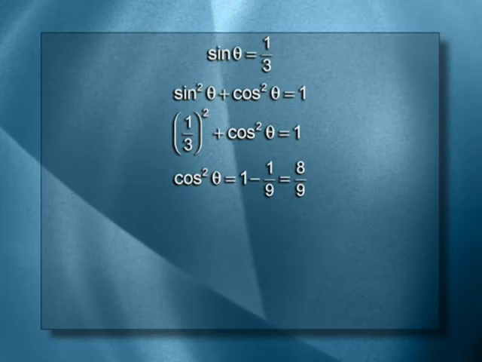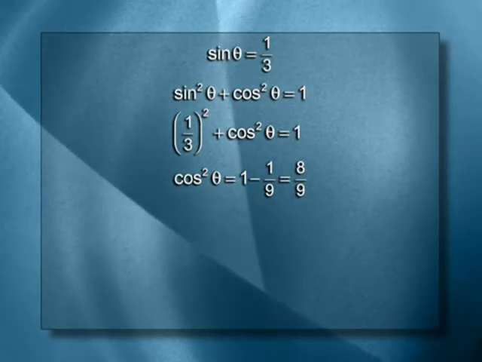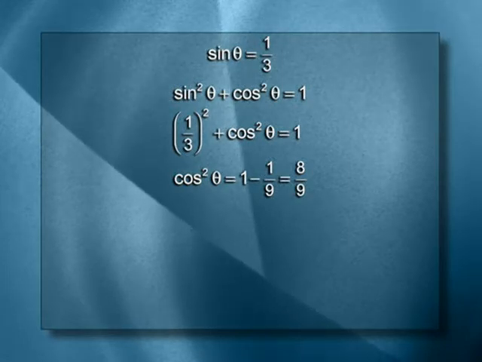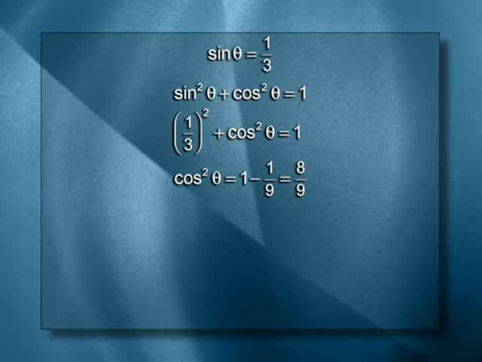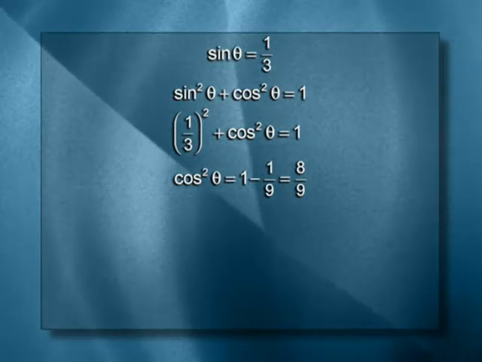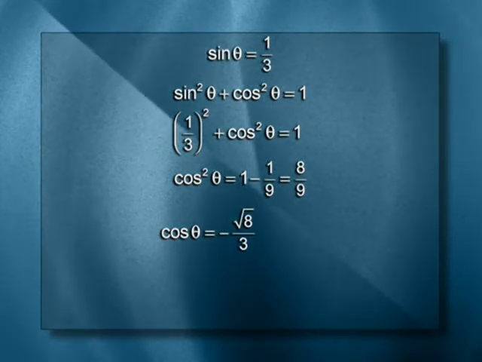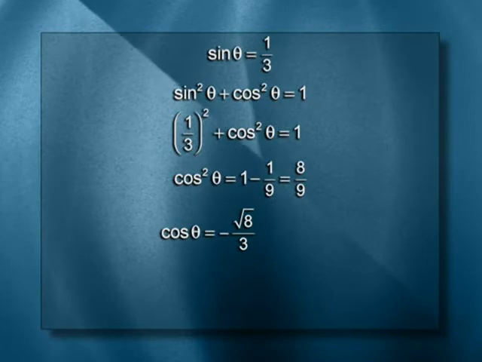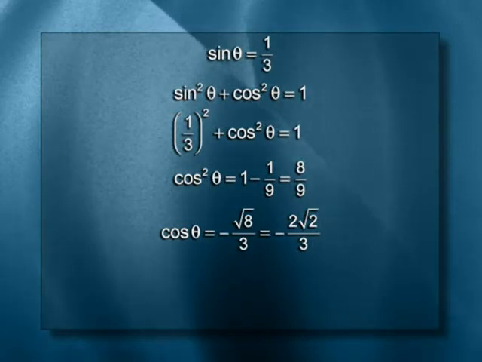What's cosine? Careful now. We're in quadrant 2. Is cosine positive or negative there? Oh yeah, cosine's negative in quadrant 2. So I take the square root and put a minus sign in front of it. So cosine theta is minus square root of 8 over 3. And then you can simplify square root of 8 to be 2 square roots of 2, all divided by 3, with that minus sign in front because we're in quadrant 2.